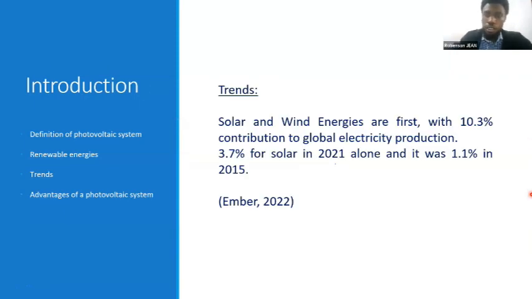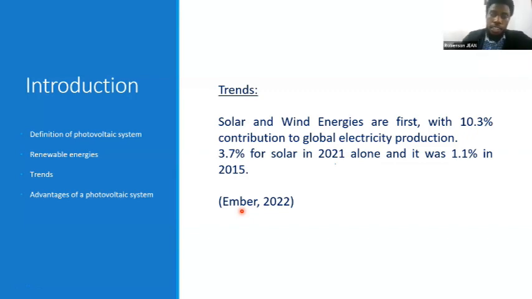So yeah, solar in 2021, according to Ember, which usually gives an annual report. The contribution of solar energy in global electricity production was 3.7% in 2021, and 8 years ago it was 1.1%. So it is increasing.